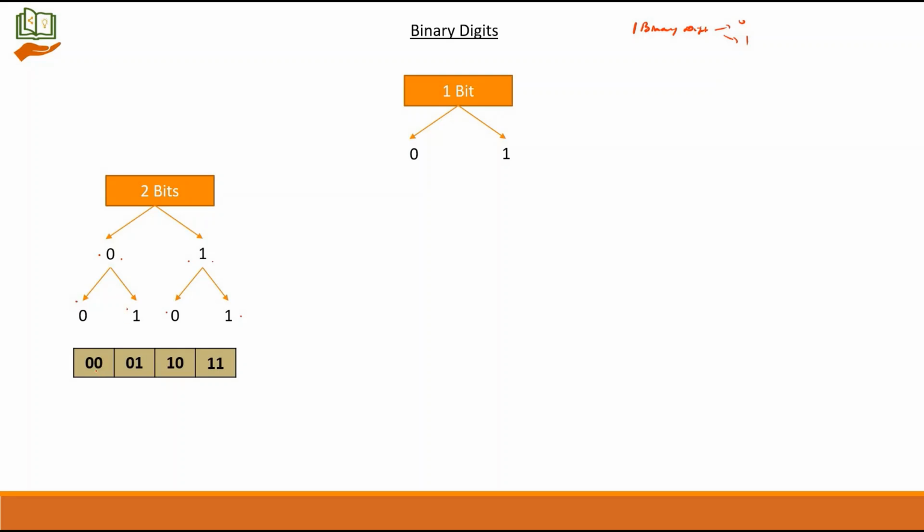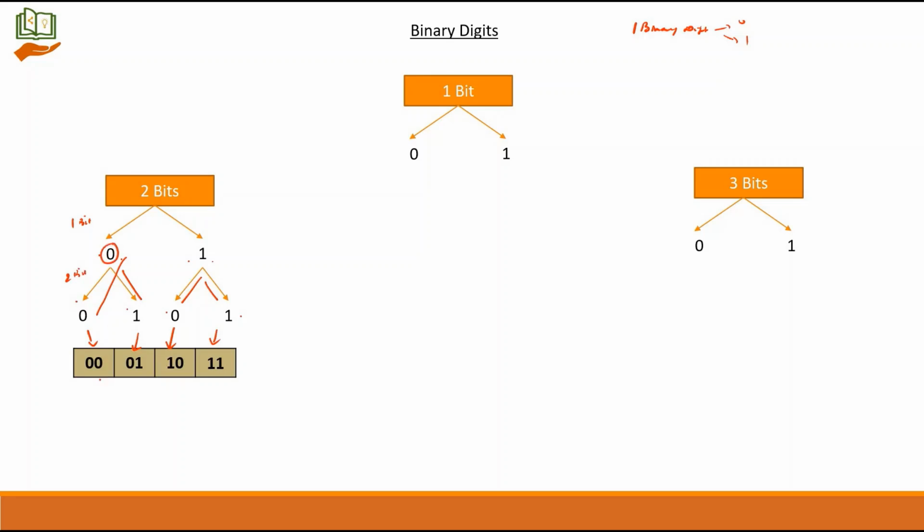While representing, this particular branch will give rise to 00. This particular branch will give rise to 01. This branch will give rise to 10. And this branch will give rise to 11. So when there are two bits involved, 4 possible values can be taken out. What about 3 bits? Let's take the first bit 0, 1. So this is the first bit representation and this is the second bit representation.